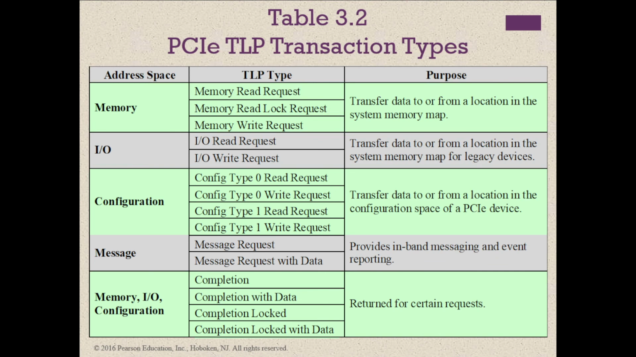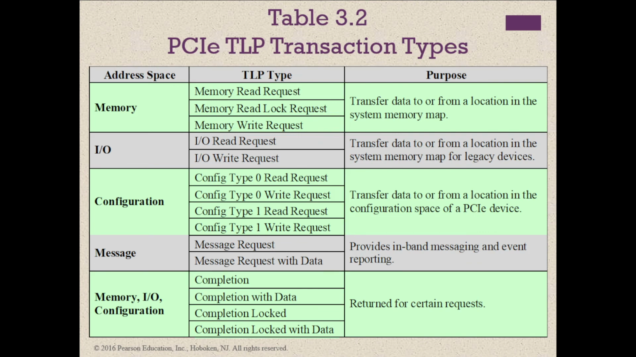The particular set of processor instructions that can cause a locked operation to occur depends on the system chipset and processor architecture. To maintain compatibility with PCI, PCIe supports both Type 0 and Type 1 configuration cycles.